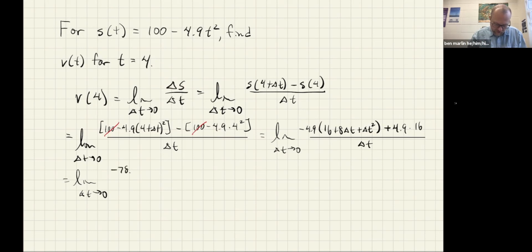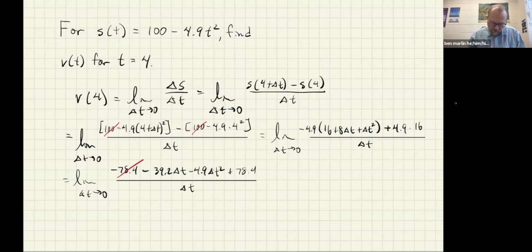So negative 78.4, started to say plus, but it's minus. 8 times that would be 39.2, and that's times delta t. And then minus 4.9 delta t squared. And then plus that 78.4, all over delta t here. So now we're going to cancel the 78.4s.